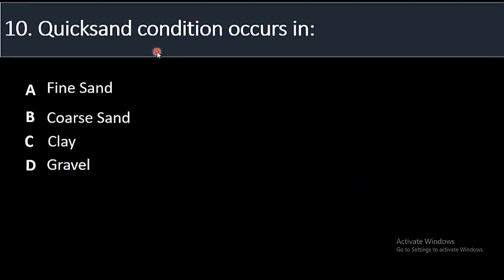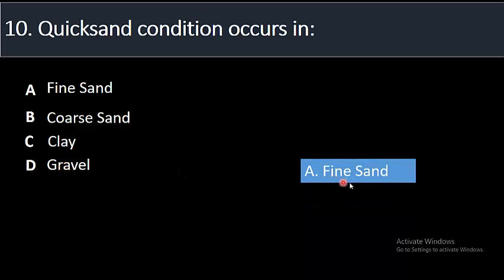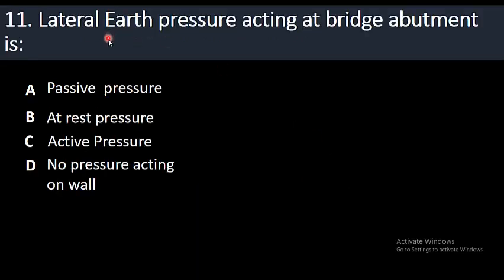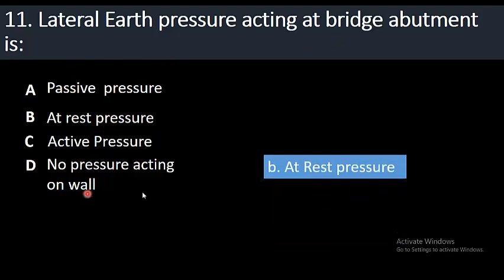Quicksand condition occurs in option A fine sand, option B coarse sand, option C clay or gravel. The right answer is option A, fine sand. Quick condition occurs in fine sand. Lateral earth pressure acting at a bridge abutment is passive pressure, at rest pressure, active pressure, or no pressure acting on the wall? The right answer is option B, at rest pressure.